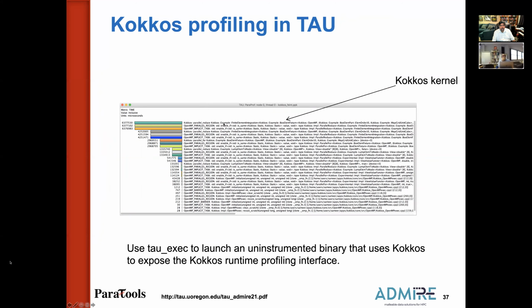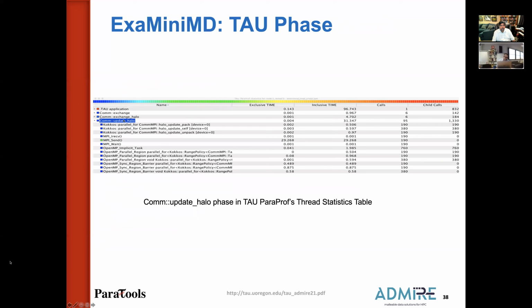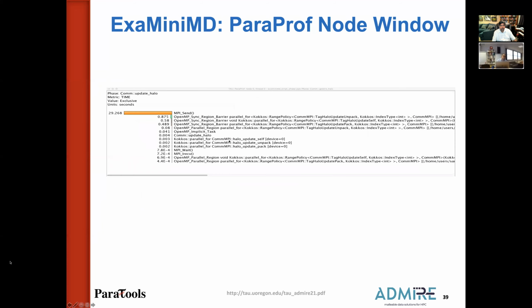So you can see the parallel_reduce operations. You can see the exact kernel names with OpenMP, or you can see phases in your code. You can see the exchange halo, update halo phase. And within this, you can see these names for Kokkos parallel_for, such as the update pack, self, and unpack. Here is the node-level view of this phase of update halo.